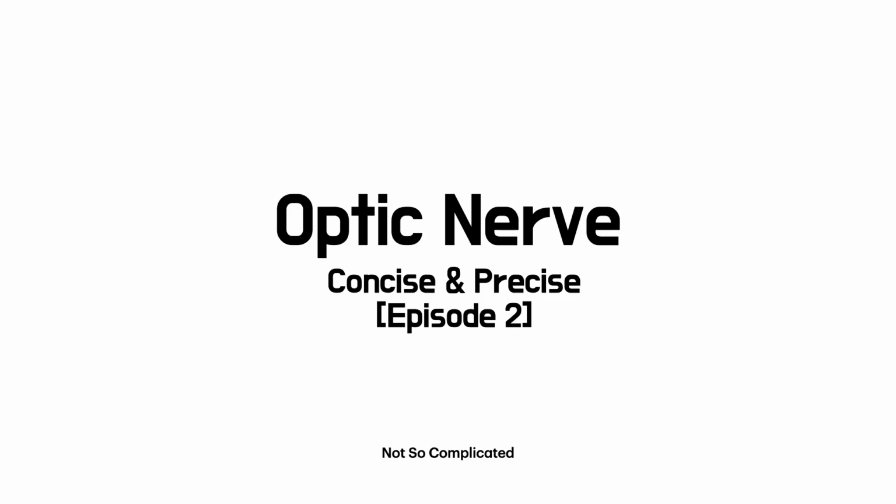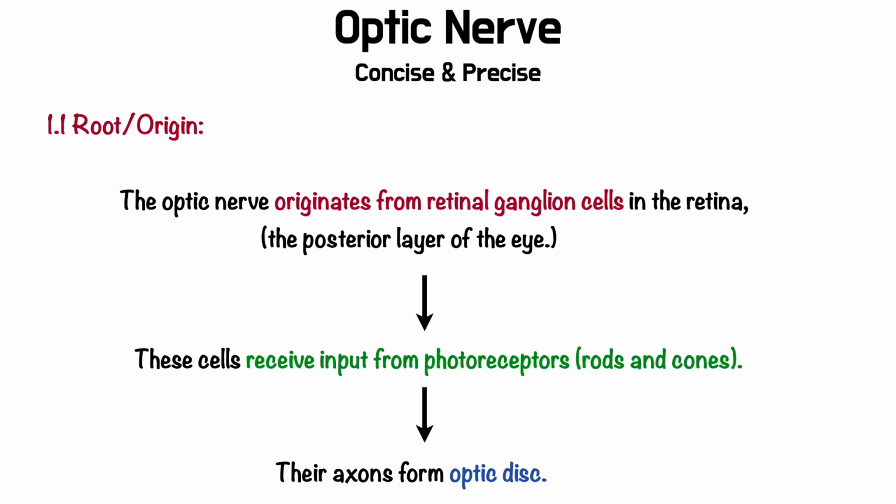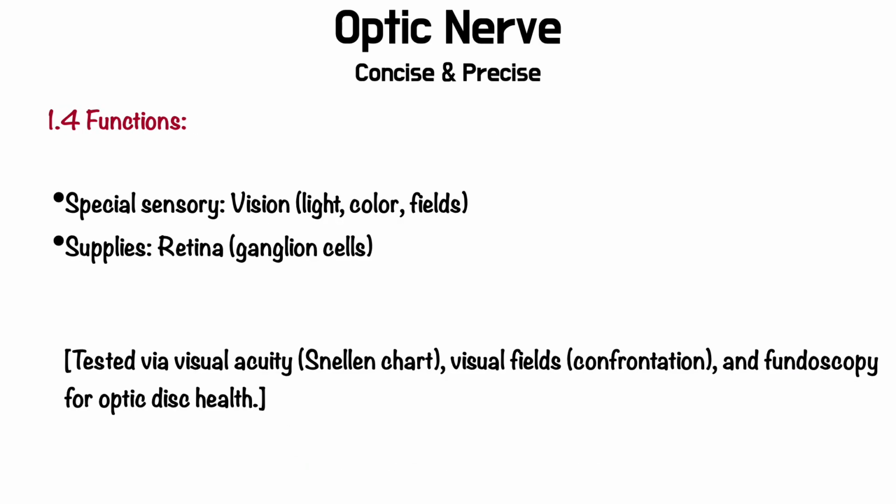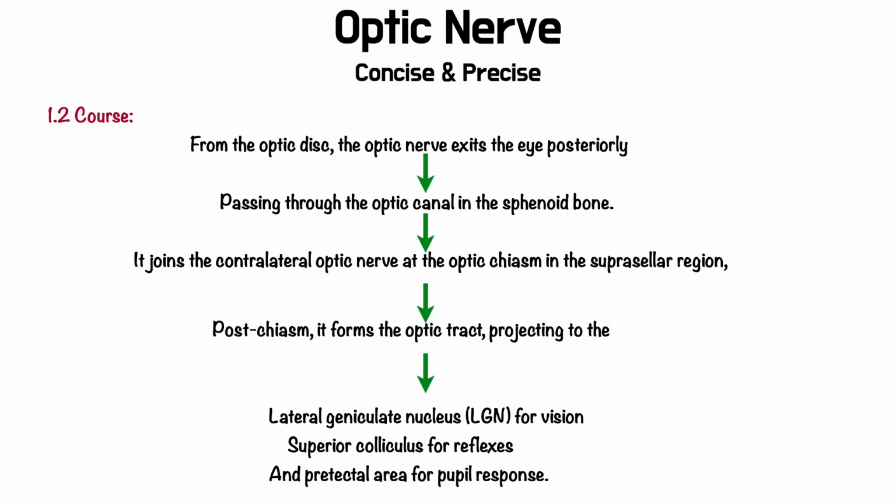We are studying neuroanatomy, starting from cranial nerves. We will talk about root origin, then course, then branches, then functions, then lesions, right? So let's begin without further delay.